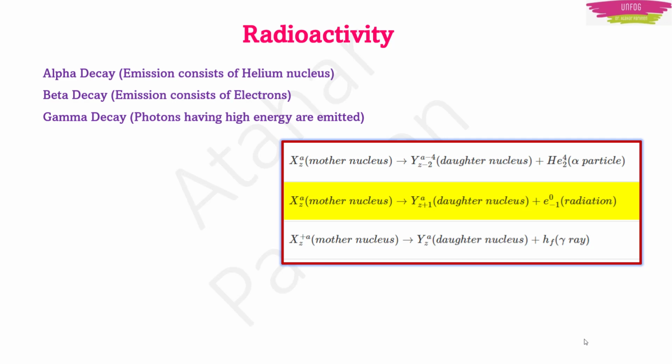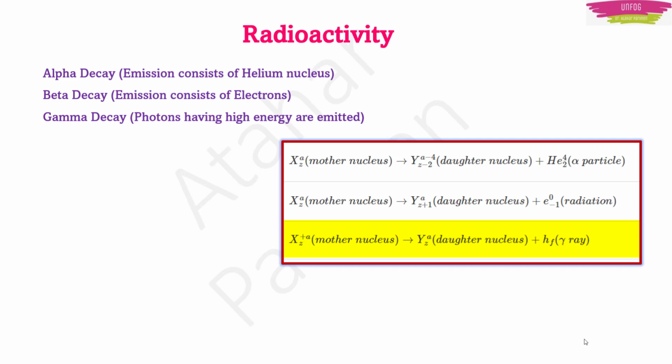Okay. So I was telling that in the daughter nucleus, the mass number will be reduced by 4 compared with the original mother nucleus. For example, if the mother nucleus had a mass number 10, then the daughter nucleus will have 10 minus 4, which means 6 will be the mass number. And atomic number will be reduced by 2. Correct? Next comes the beta decay.